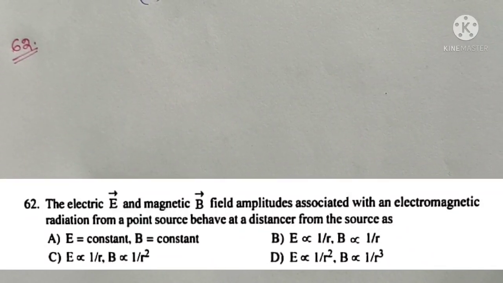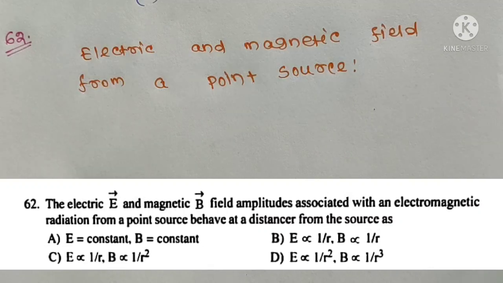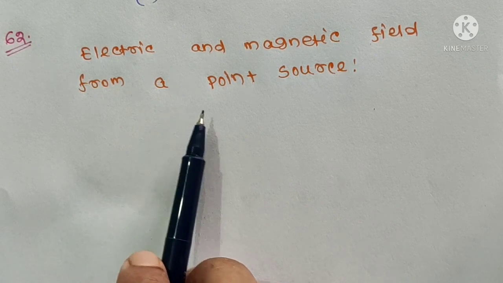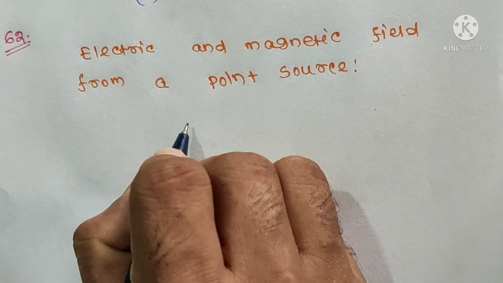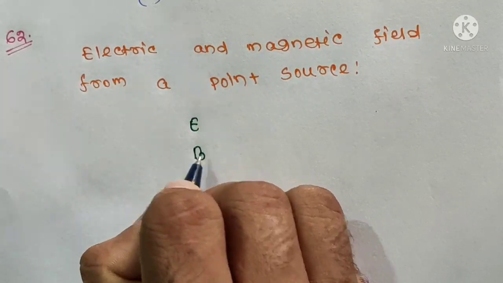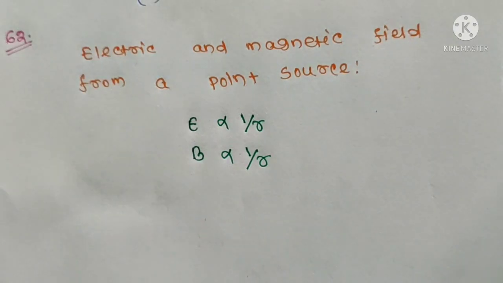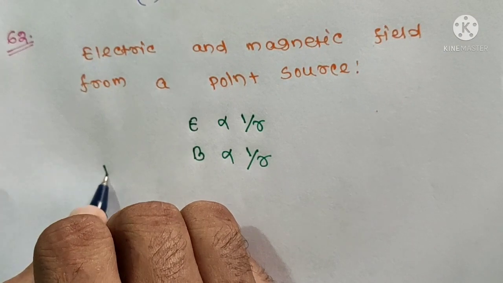Question number 62. The electric and magnetic field amplitudes associated with an electromagnetic radiation from a point source behave at a distance r from the source as. So, electric field and magnetic field variation from a point source. Remember this, both electric field and magnetic field vary as 1 by r from a point source. So your correct option is option B.